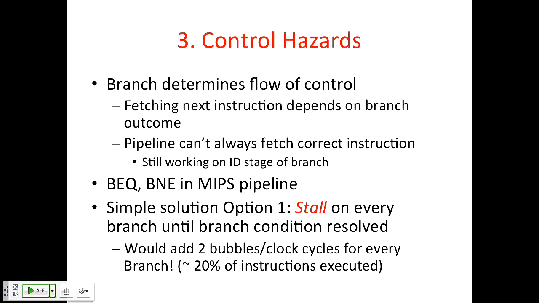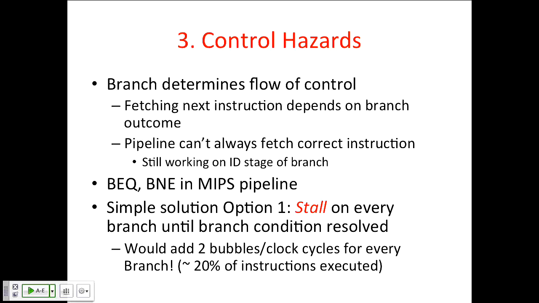Control hazards. So we left this one to last because this is the worst. So the problem here is I have two instructions going down the pipeline. The first one tells me which instruction I should do next, right? So I want to do a branch. I don't know where to fetch from until I resolve the branch.